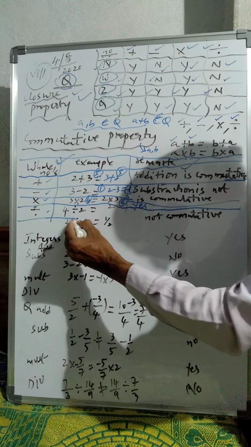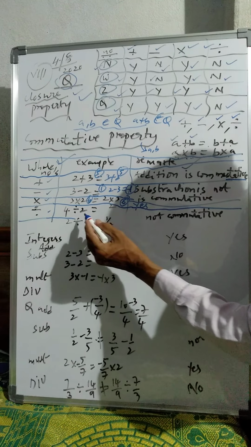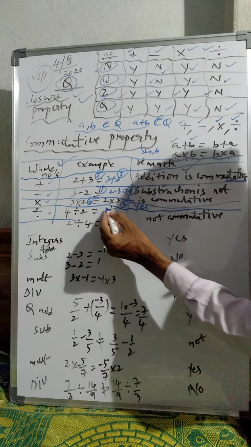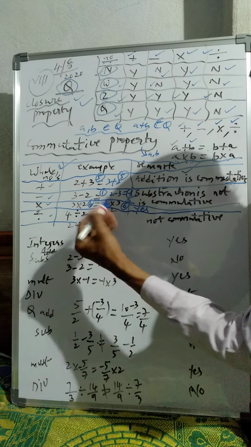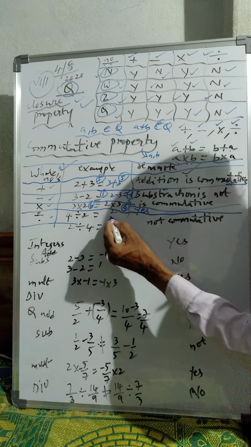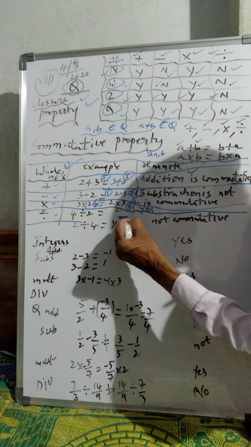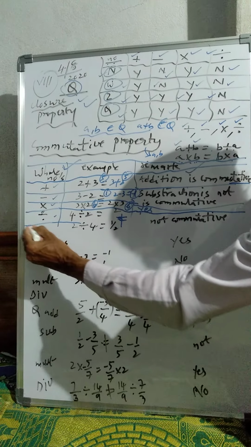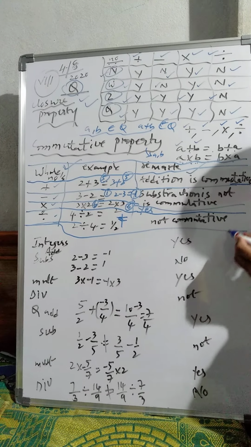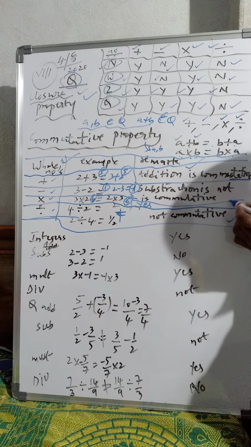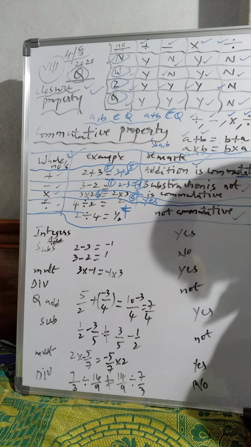Now division. 4 divided by 2 is equal to 2. 2 ones are 2, 2 twos are 4. Likewise, if you interchange, 2 divided by 4 is half. 2 is not equal to half. Hence, for whole numbers, division is not commutative. Subtraction is not commutative, and division is not commutative.